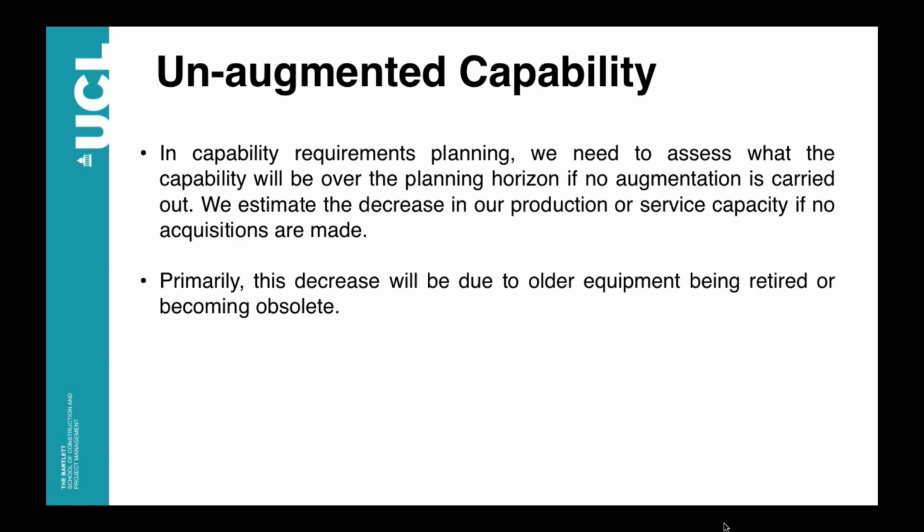Well, let's explain in more detail some important concepts that we have mentioned in the process previously. The first one is the unaugmented capability. As we said, when we are looking at the capability requirements planning, we need to assess what the capability will be over the planning horizon if no augmentation is carried out.